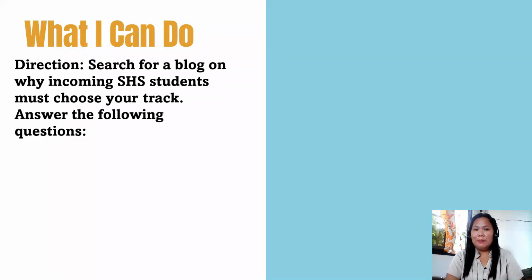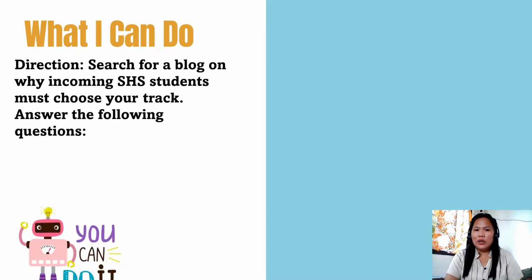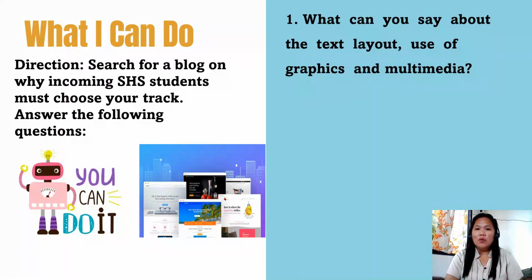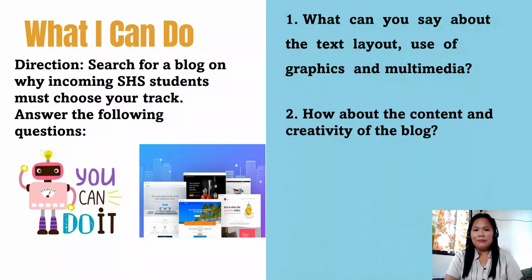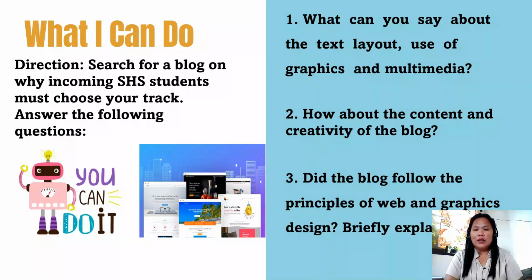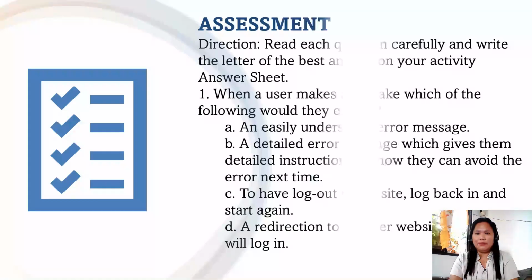Another activity on your module, you have there, what I can do. Direction: search for a blog on why incoming senior high school students must choose your track. And you have to answer the following questions. Number 1, what can you say about the text layout, use of graphics and multimedia? Number 2, how about the content and creativity of the blog? And number 3, did the blog follow the principles of web and graphics design? Briefly explain.